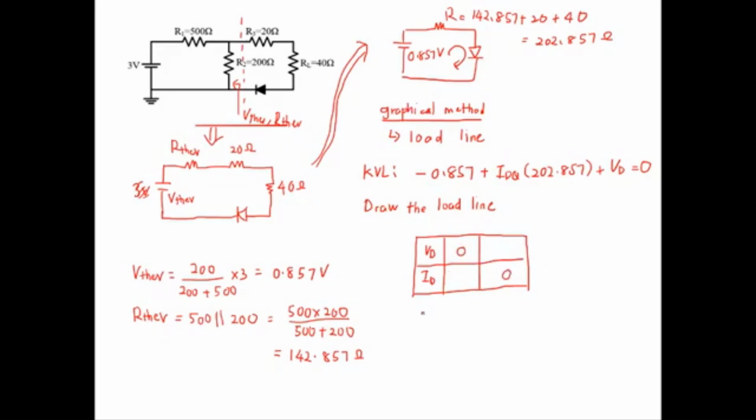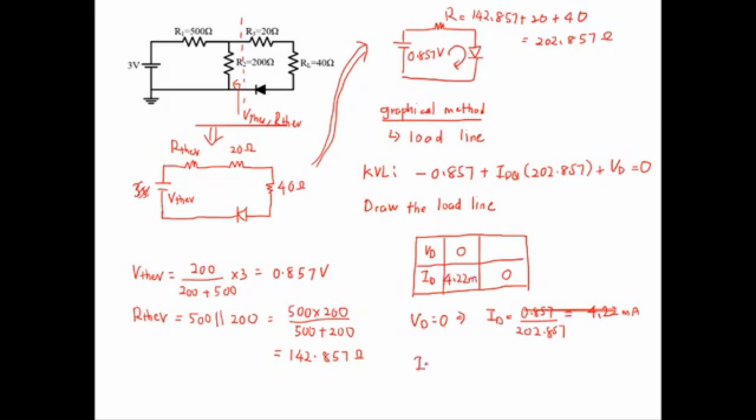So when VD is 0, the ID, based on this equation, based on this KVL, should be equal to 0.857 over 200. 102.857. So this is equal to 4.22 milliampere. So this is 4.22 milli.